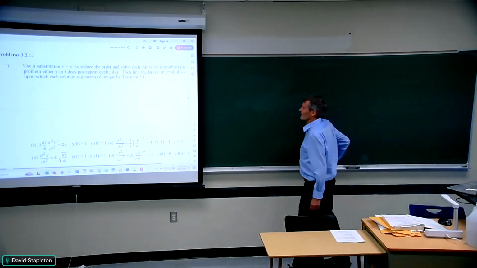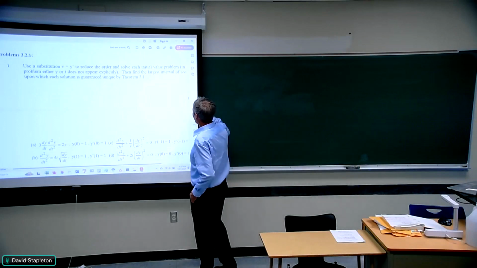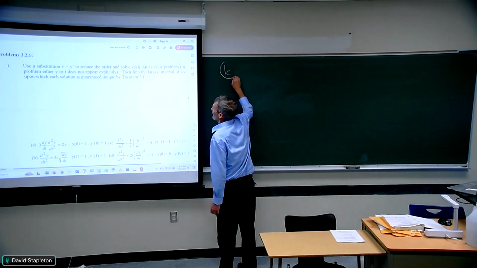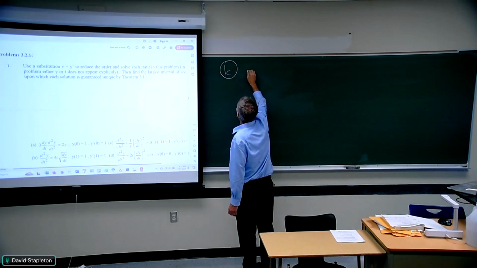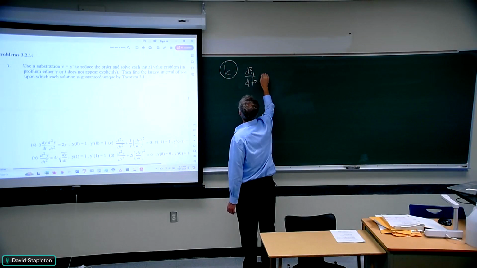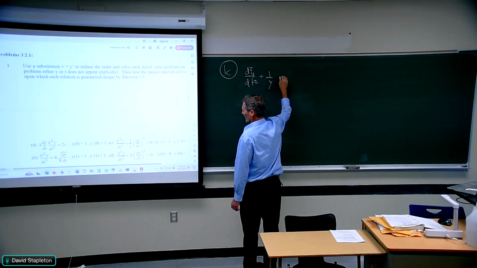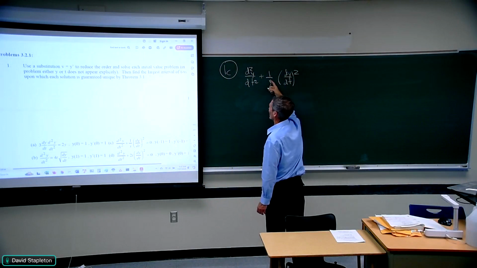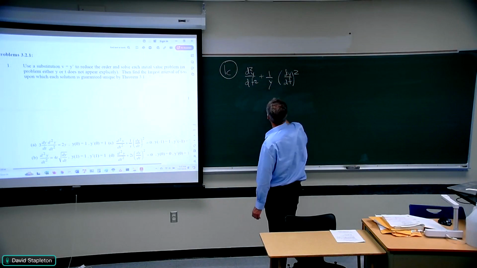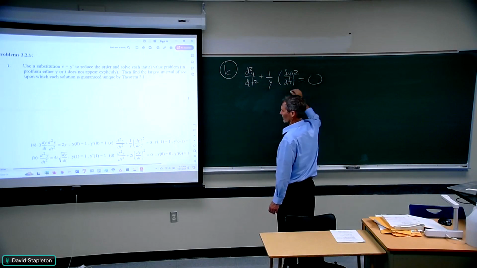All right. So problem 1C in this homework problem from 3.2.1. We have d squared y dt squared plus 1 over y times dy dt squared. Nonlinear equation because dy dt is squared here, right? Plus it is multiplied by 1 over y. Both those make it nonlinear. Equals 0. How in the world are we going to solve that?